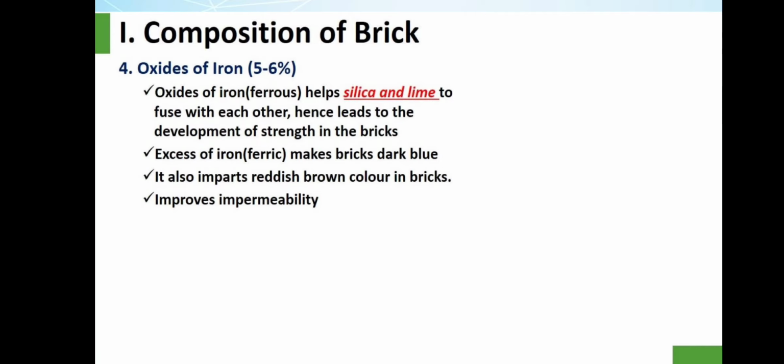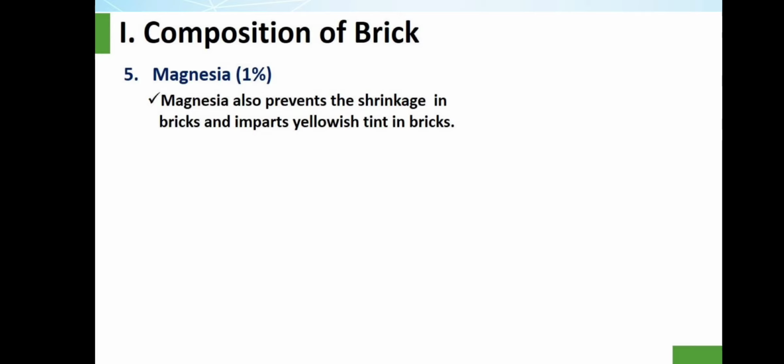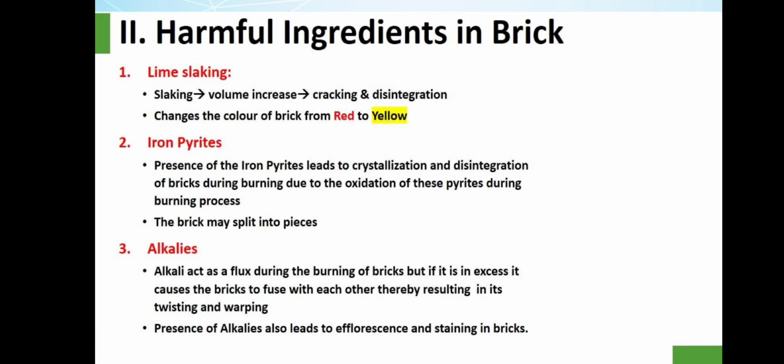Fourth, oxides of iron. Oxides of iron help silica and lime to fuse with each other, hence leading to the development of strength in the bricks. Excess of iron makes bricks dark blue. It also imparts reddish brown color to the bricks and improves impermeability. Fifth, magnesia. Magnesia also prevents the shrinkage in bricks and imparts yellowish tints in bricks.